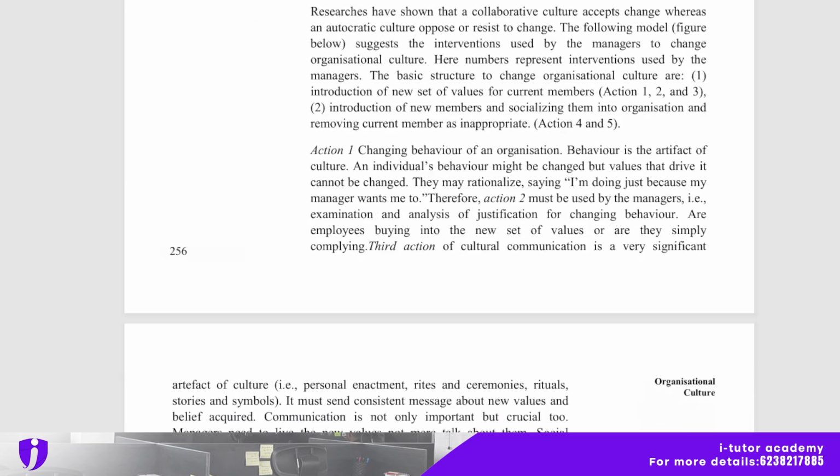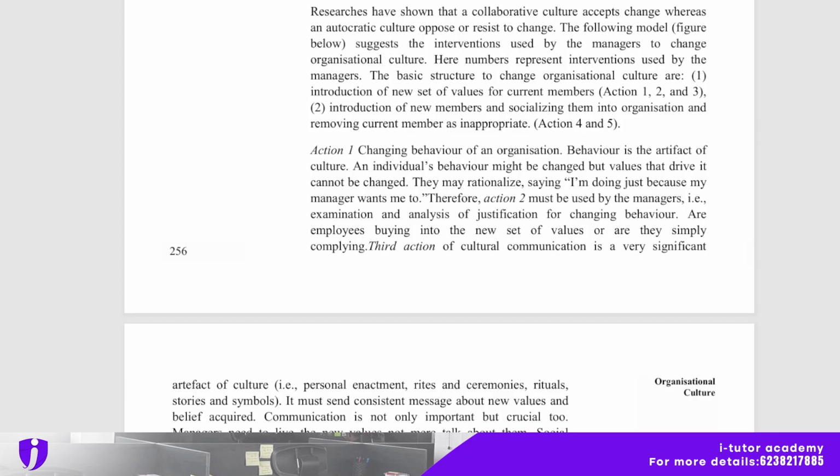Action one is changing the behaviors of an organization. Behavior is the artifact of culture. An individual's behavior might be changed, but the values that drive it cannot be changed. They may rationalize, saying, I am doing it just because my manager wants me to. Therefore, action two must be used by managers: examination and analysis of the justification for changing behavior. Are employees buying into the new set of values?